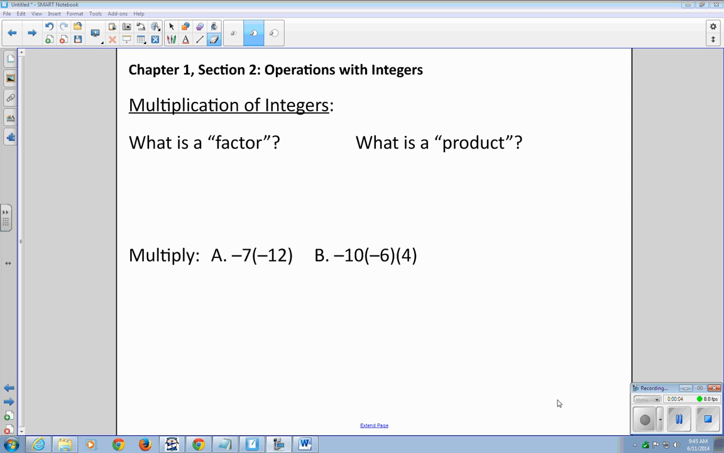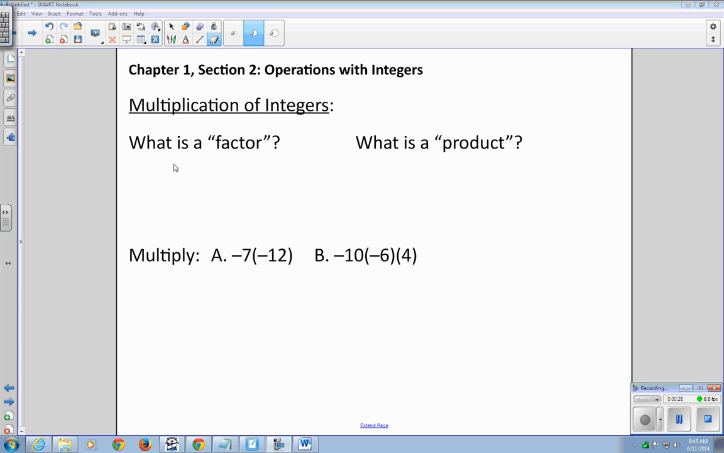Welcome back once again to Chapter 1, Section 2, continuing with our operations with integers. We're going to talk about multiplication of integers. And what do we mean by a factor or a product? Well, short definition is the following. If we take two numbers and multiply them together, the result of that multiplication is a product, and the two numbers that we're multiplying together is a factor.